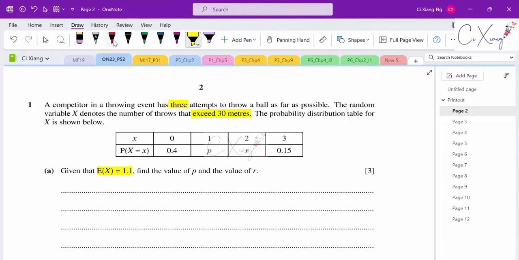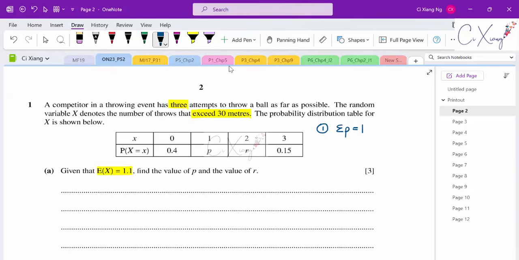To answer this question, you can see that there are two unknowns, p and r. To find the value of these two unknowns, I need to form two equations and solve them simultaneously. The first piece of information I'm going to use is that in a probability distribution, the summation of all the probabilities should equal 1.